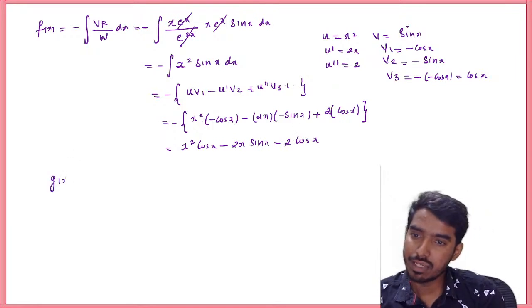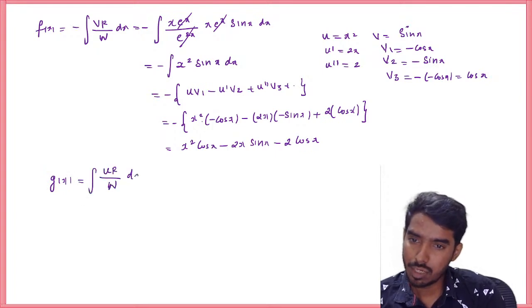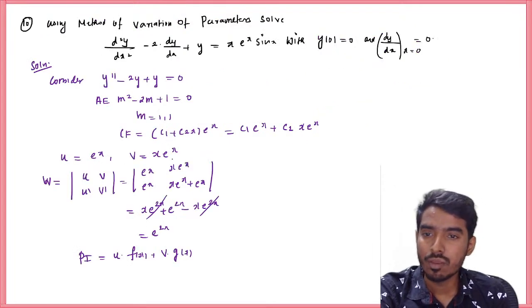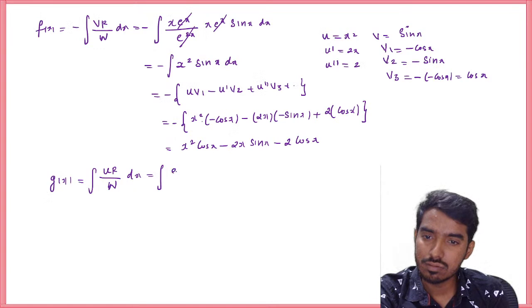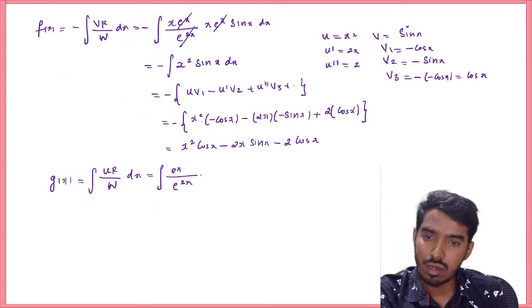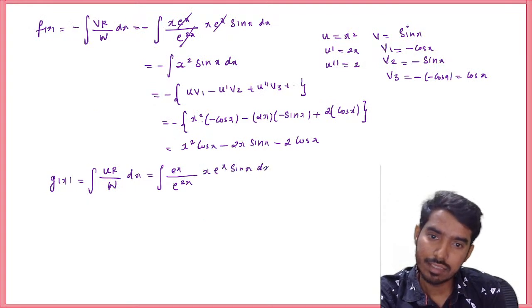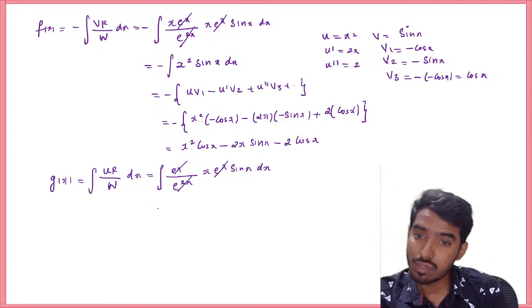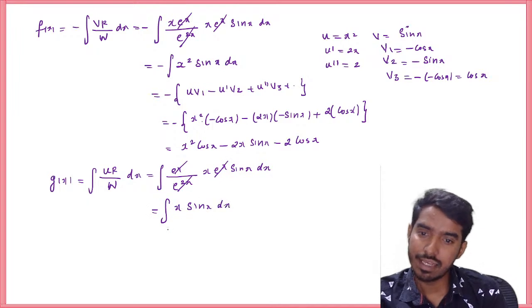Now find the g of x. g of x is integration of u r by w dx. Integration of u. What is u? u is e power x. v is e power 2x. r is x e power x sin x dx. So e power x, e power x, e power 2 will get cancelled. So integration of x sin x dx.